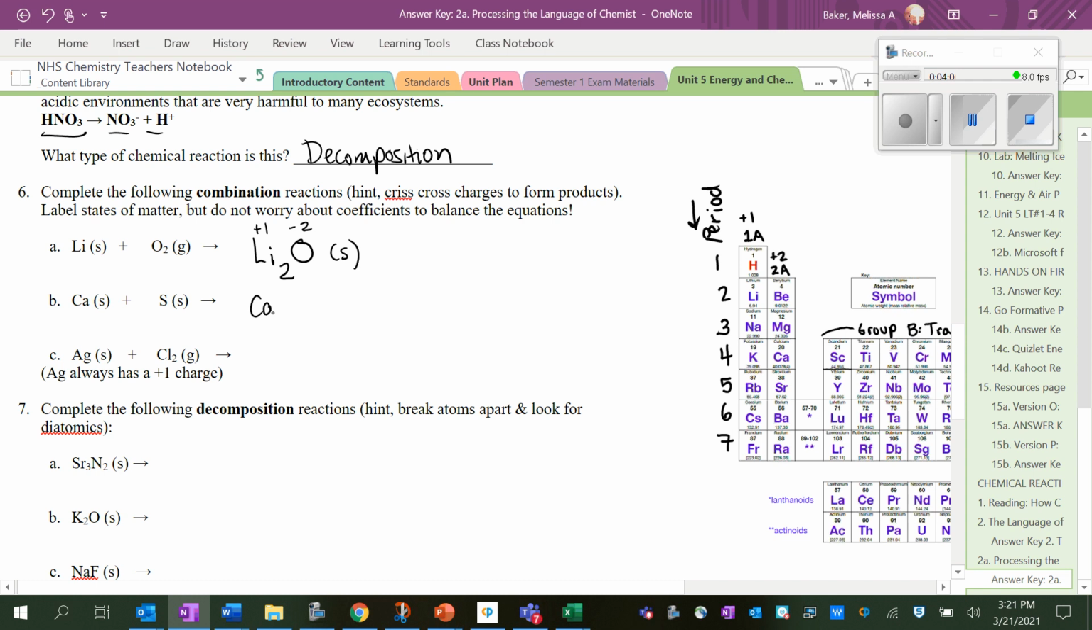Okay, second one, calcium's got a +2, sulfur's got a -2. So they just cancel each other out. So this will just be CaS. I'm just going to rewrite these so that there's no charges hovering above them. And then our last one here, Ag has a +1, chlorine has a -1. So this would just be AgCl.